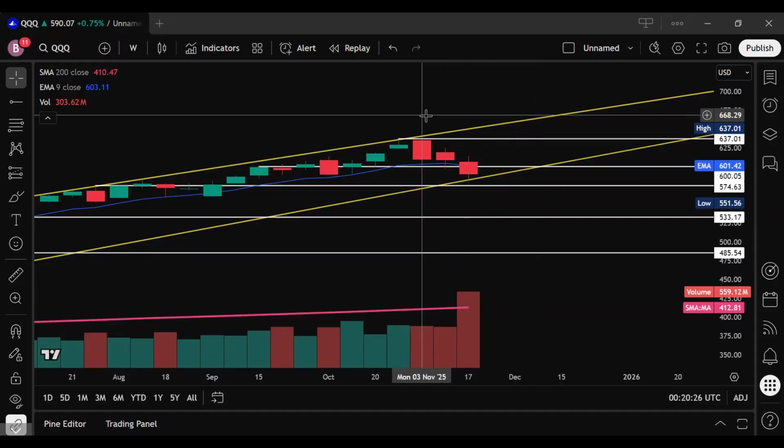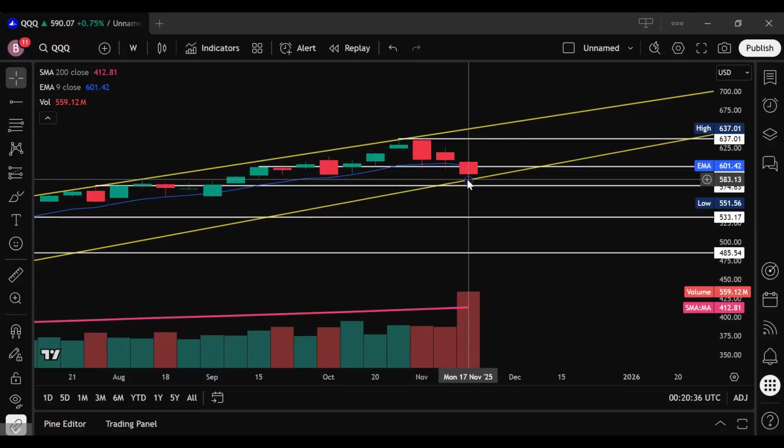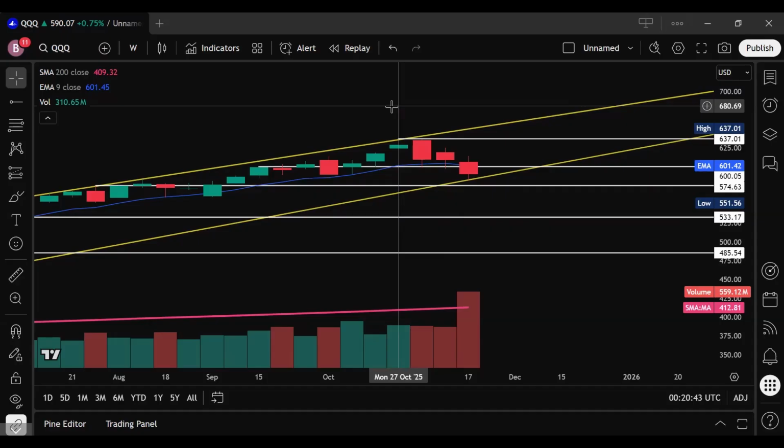What are we looking at in here? Well, basically, we closed on the day green up around almost $5, trading at 590 in the Qs. On the downside, where does that kind of put us in here? Well, this lower trend line is sitting at right around that 583. That's going to be the first line of defense in here. Anything below there, you're looking at that 574.